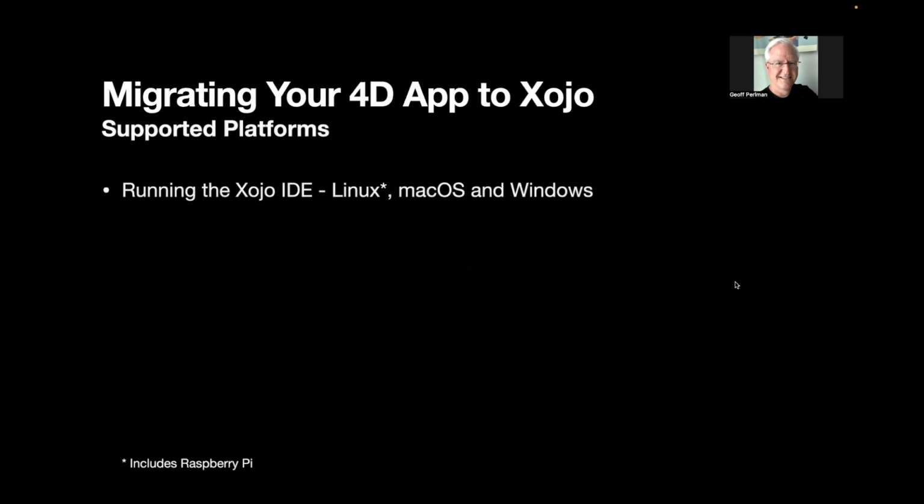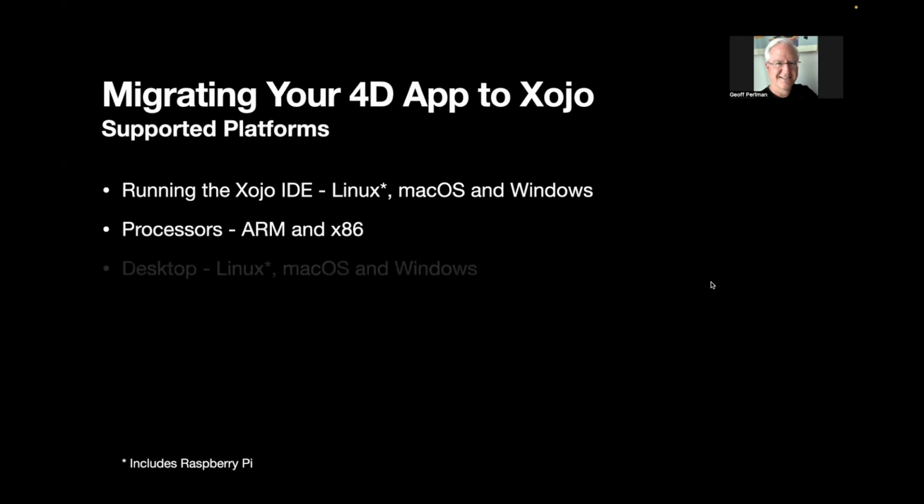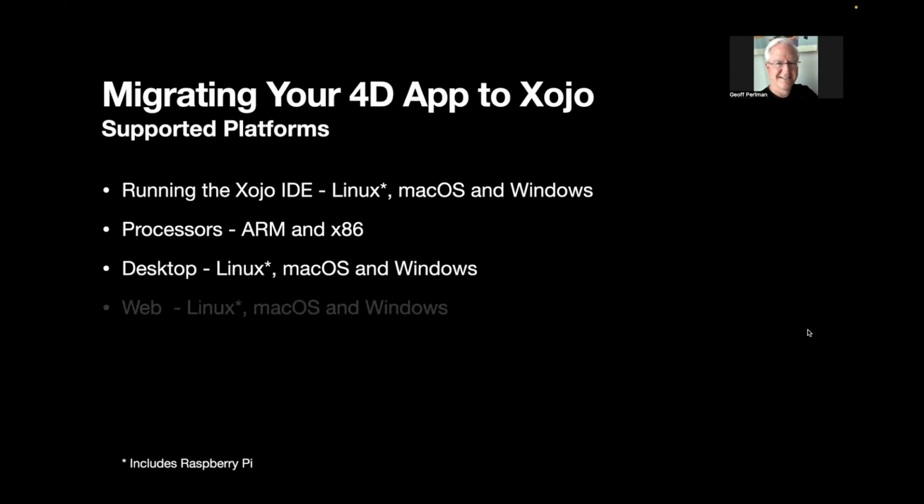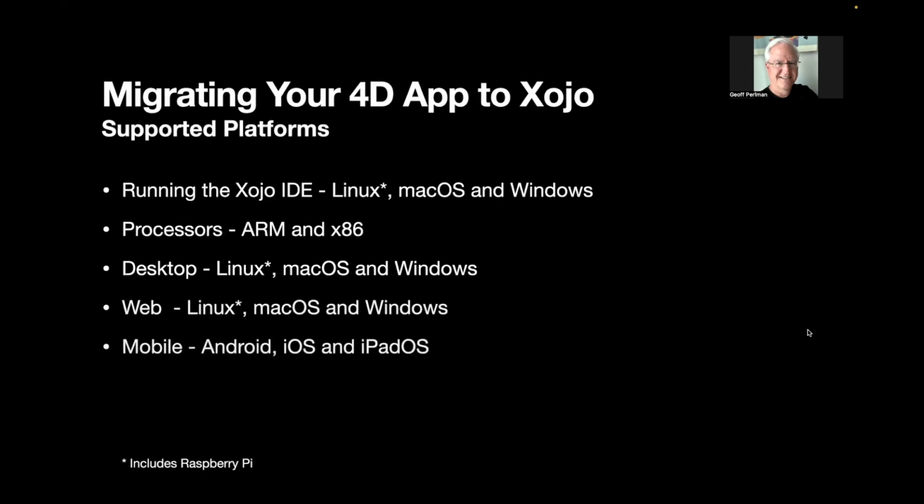Okay, supported platforms. You can run the Xojo IDE on Linux, which includes Raspberry Pi, because we support Linux on ARM, Mac OS, and Windows. For processors, we support ARM and x86. For building desktop apps, you can build for Linux, again, including Raspberry Pi, Mac OS, and Windows. Web, Linux, Mac OS, and Windows, so you can build web applications. Mobile applications, Android, iOS, and iPad OS.